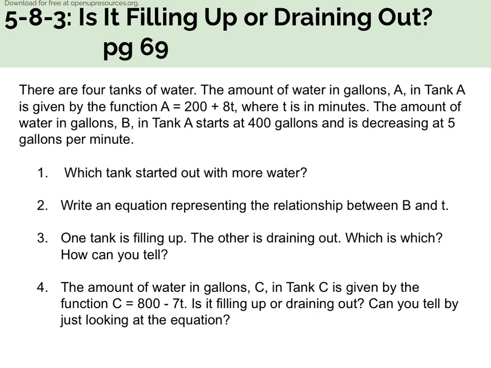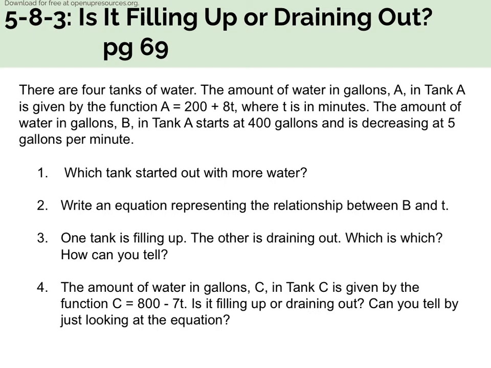All right, let's turn to page 69. On page 69, we have that there are 4 tanks of water. The amount of water in gallons A in tank A is given by the equation A equals 200 plus 8T, where T is in minutes. The amount of water in gallons B in tank B starts at 400 gallons and is decreasing at 5 minutes per gallon.